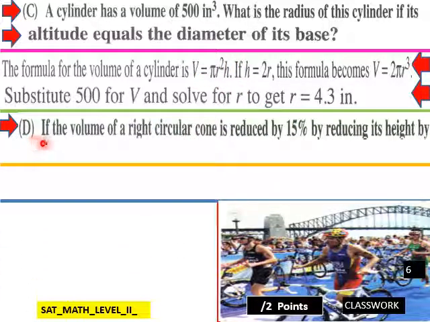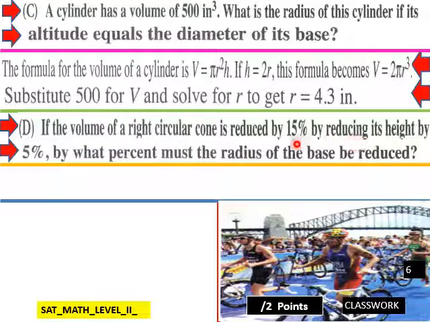And then for example D, if the volume of a right circular cone is reduced by 15% by reducing its height by 5%, by what percent must the radius of the base be reduced?